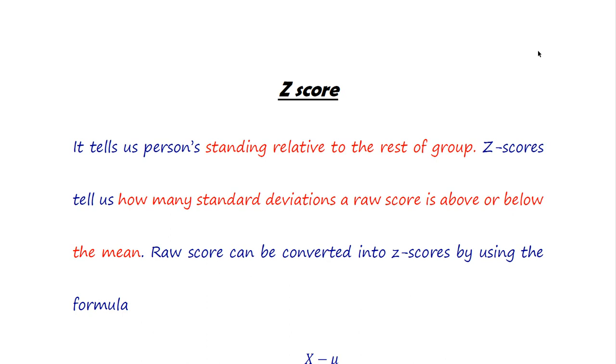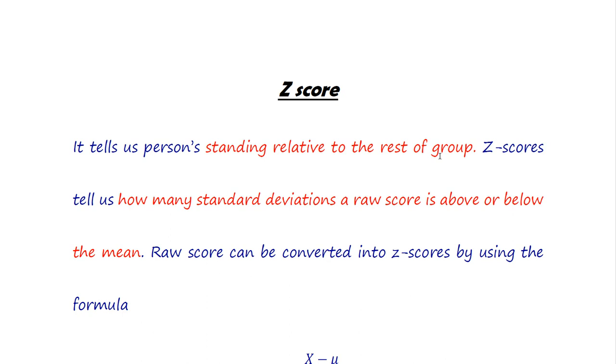Today we discuss about Z-score. Z-score tells us a person's standing relative to the rest of the group. For example, if we know a specific person's performance with respect to his teammates, whether the person performs good, bad, or excellent, where he lies, we interpret this result with the help of Z-score.